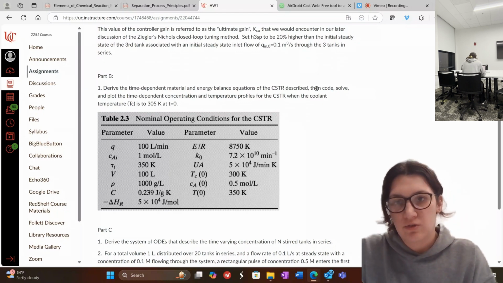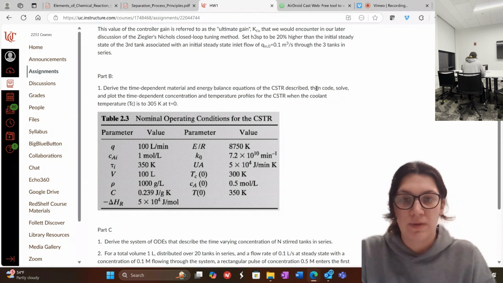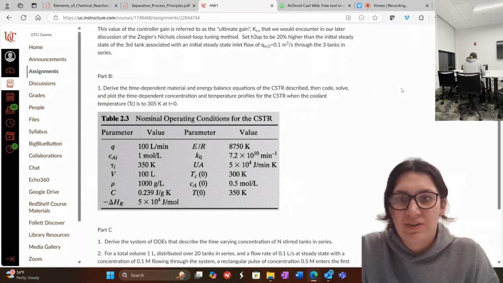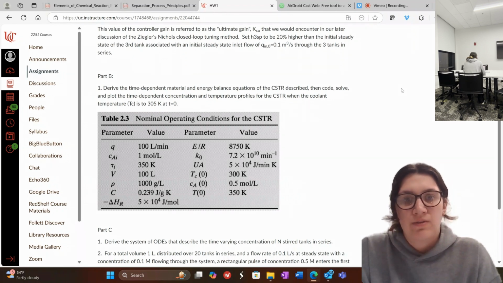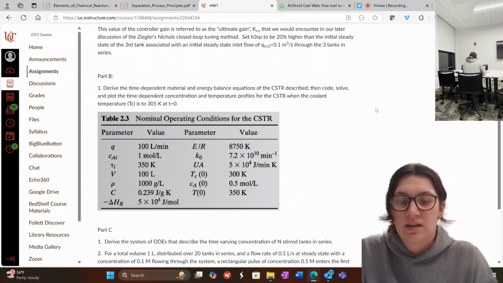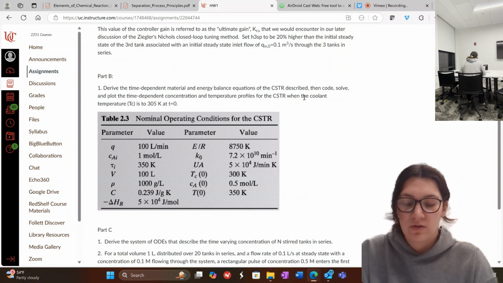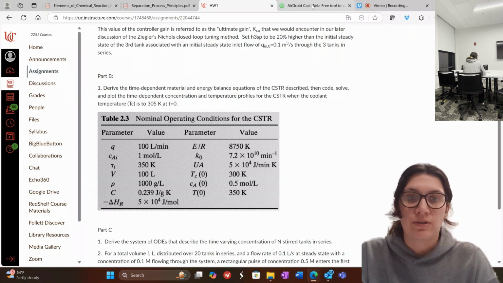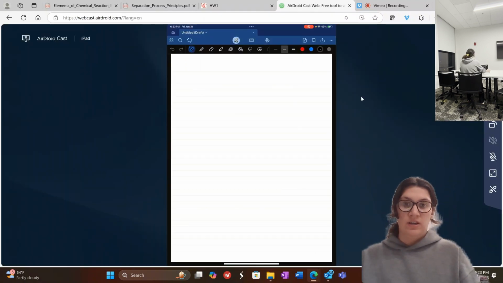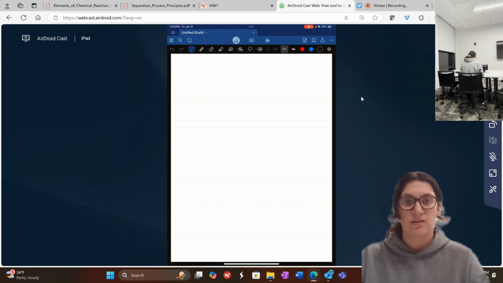The problem states, derive the time-dependent material and energy balance equations of the CSTR described, then code, solve, and plot the time-dependent concentration and temperature profiles for the CSTR when the coolant temperature is 305 Kelvin at time equals 0. So the first thing we want to do is draw out this scenario and derive those equations in variables so that we can understand the situation a little bit better.